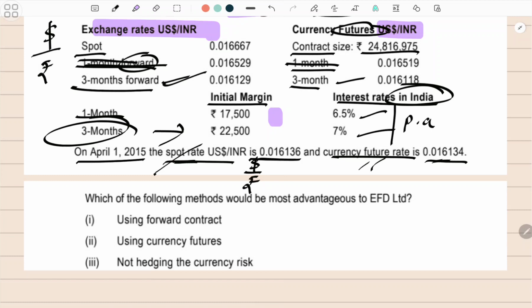Correct? What are they asking? Which of the following methods would be the most advantageous to EFD Limited? Either you use the forward contract to hedge or use the future contract. Not hedging is also an option. Okay, so then we have to see this.